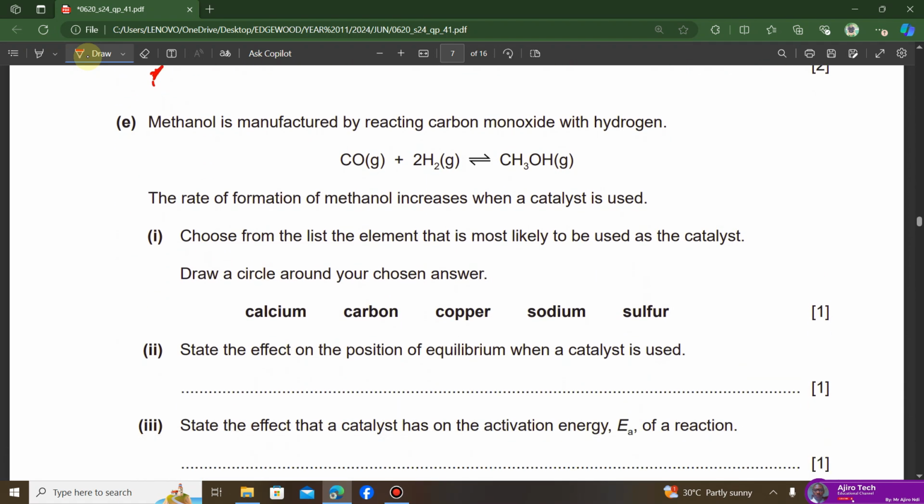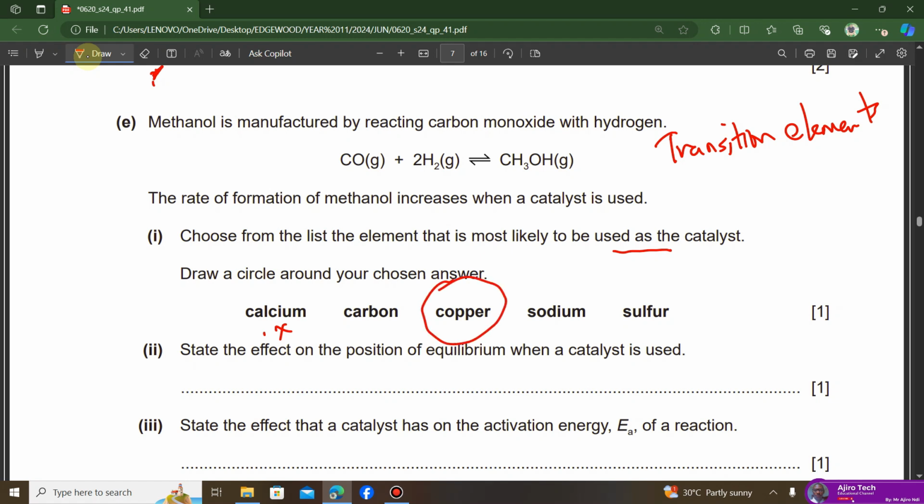All right, moving to the next one. We have this reaction, and we are to choose from the list the element that is most likely to be used as a catalyst. Recall from the knowledge of the periodic table that the most suitable elements for use as catalysts are the transition elements. Look at the options we have. This is a group 2 element. This is not a transition element. Carbon is not even a metal, and it's equally not a transition element. So the only transition element we have here is copper, and that makes copper the correct answer.